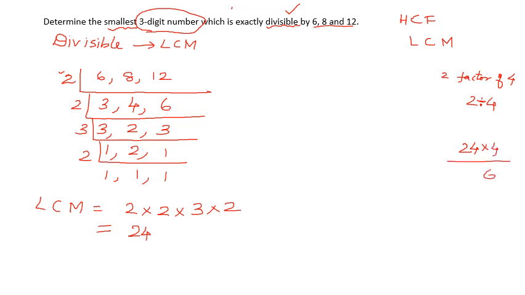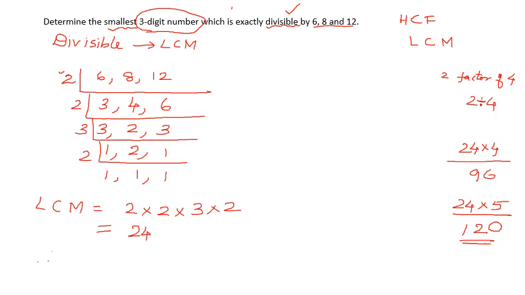4 4s are 16. Carry over 1. 4 2s are 8 plus 1, 9, so 96. And then I take 24 into 5. Then I get 5 4s are 20. Carry over 2. 5 2s are 10 plus 2, 12. I get the answer 120.